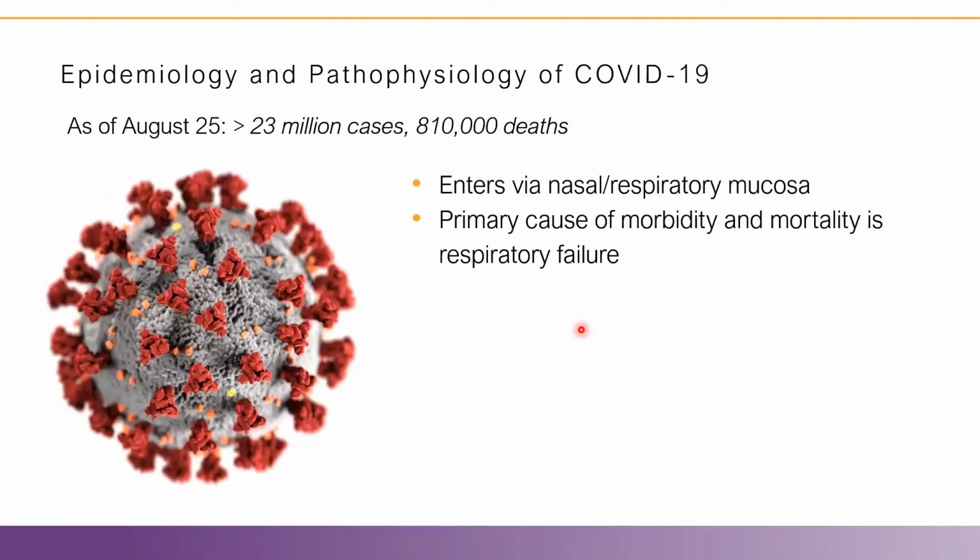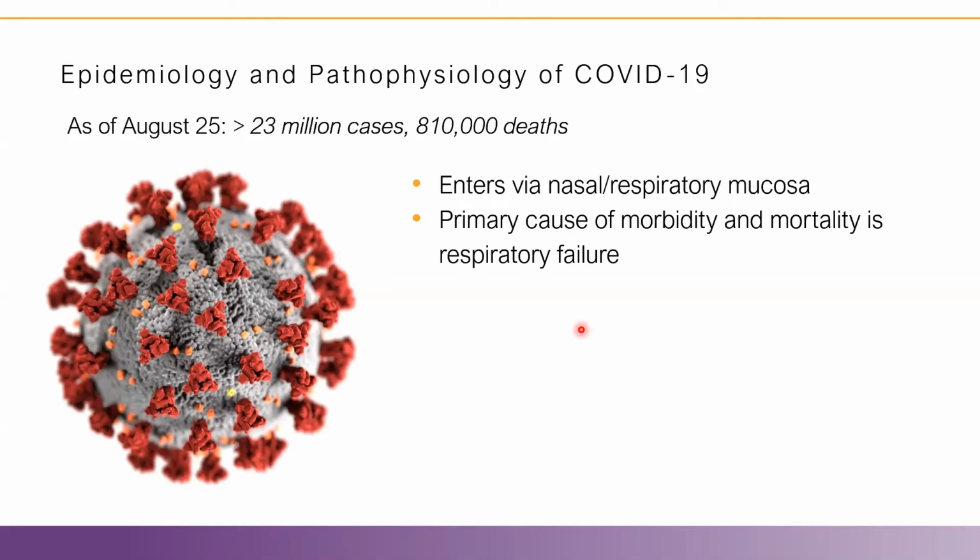So an important disclaimer before I get started is that the information that I'm going to present today is accurate to the best of my knowledge as of today, or as of last night. As we all know, the current understanding of COVID-19 and its associated virus is rapidly changing, and there's new things available every day. And so as of last night, the SARS-CoV-2 virus has infected over 23 million people and has caused over 810,000 deaths.